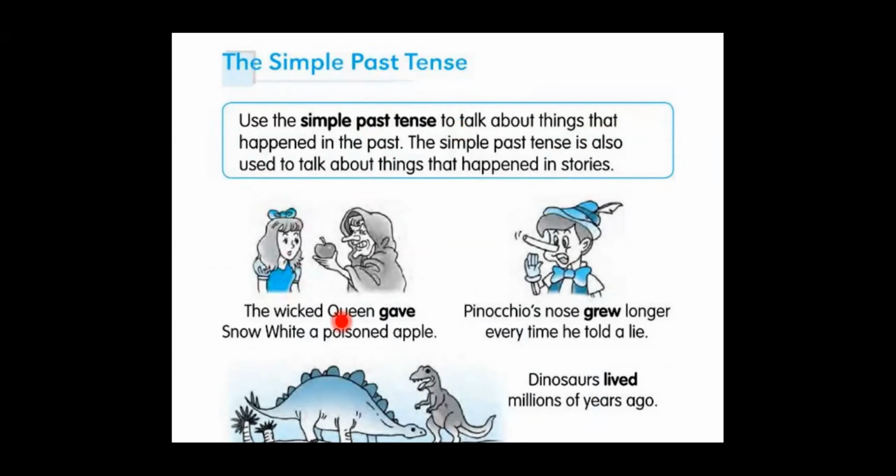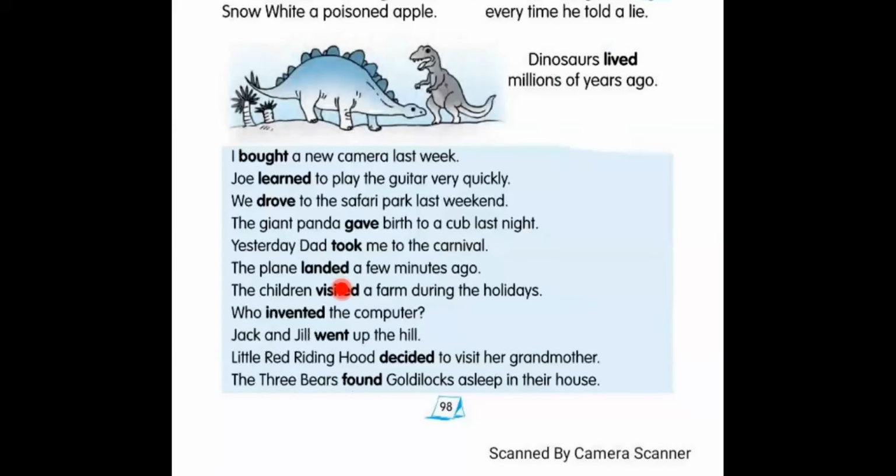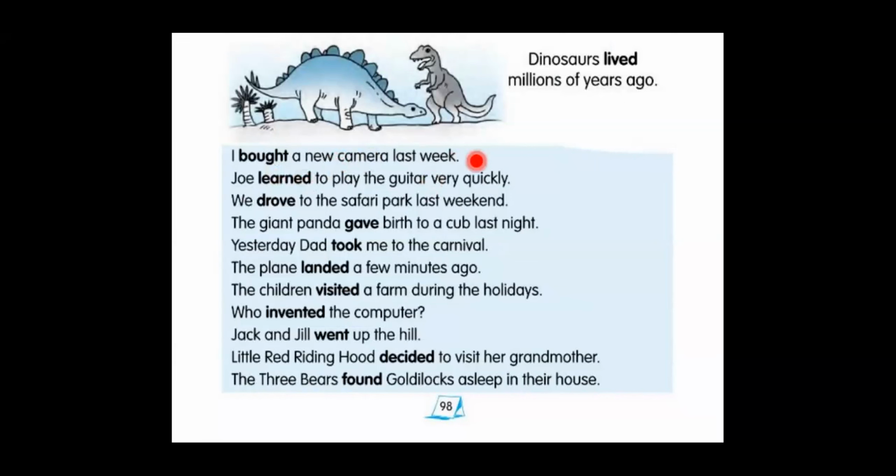Okay, let's read out the examples. I bought a new camera last week. So here, what is bought? Simple past tense. What is bought over here, children? Simple past tense. Okay. Then next, Joe learned to play the guitar very quickly. So here learned is simple past tense. What is learned over here? Simple past tense.